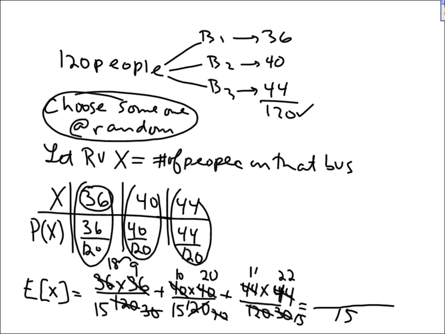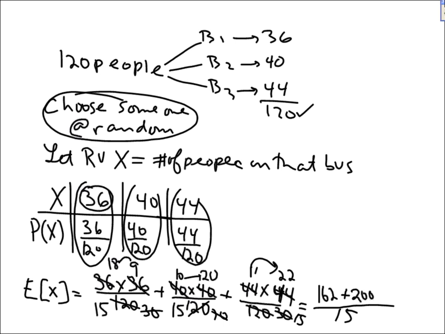9 times 18. Well, 18 is 9 times 2. 9 times 9 is 81, times 2 more is 162, plus 10 times 20. If you have 10 20s, you have $200.